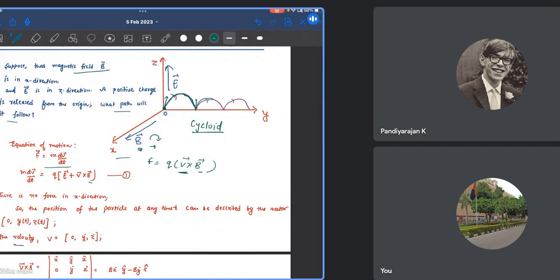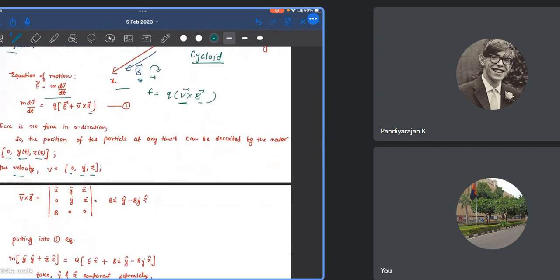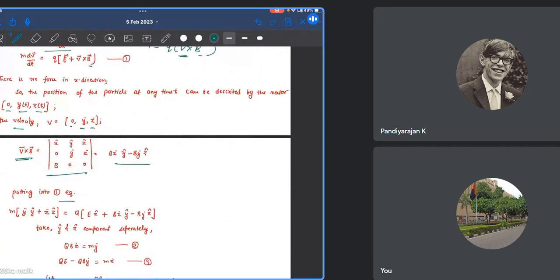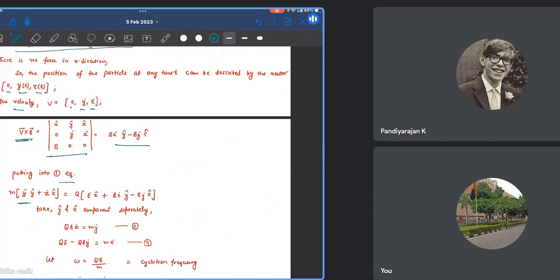So we can describe our velocity as 0 in the x direction, y dot in y, z dot in the z direction. Similarly, position is a function of t in the y and z direction; there is no displacement in the x direction. Then we can calculate the curl v cross B. This will become this, and now we put all these equations into the first one. So this is dv by dt, differentiating twice, and we equate the y component and z component here.